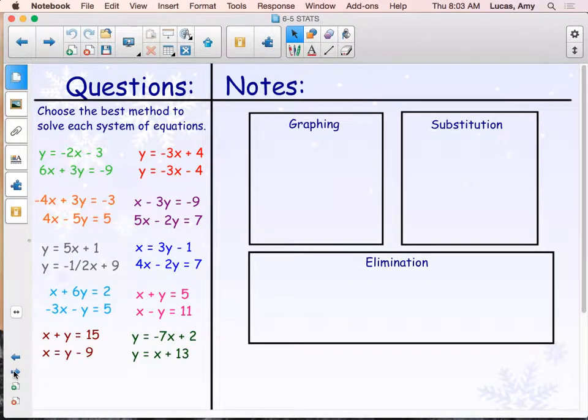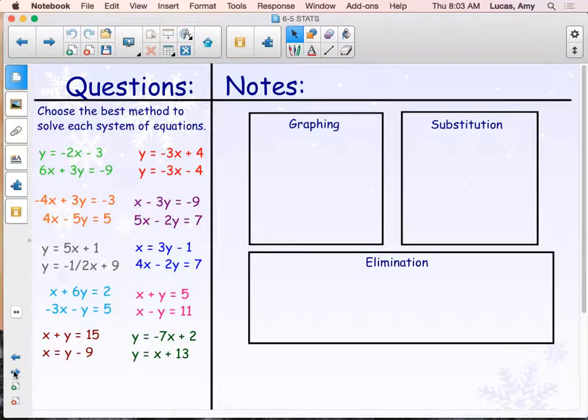This first slide is a click and drag. It says, choose the best method to solve each of the systems. So what I want you to focus on this slide is we've got 10 systems of equations over on the left. They're color-coded. And I want you to focus on the form that the equations are written in and which of the methods would be best based on the way that the system is written.